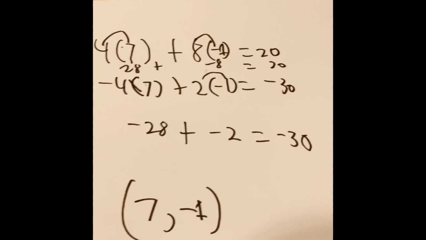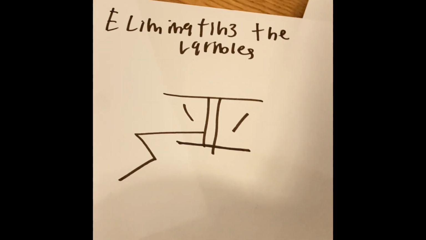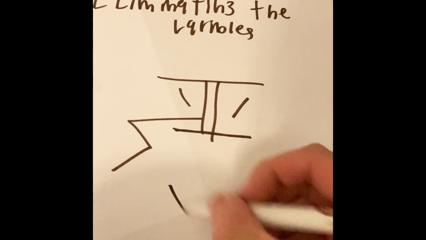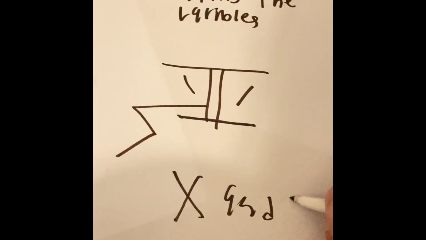So that is how you eliminate the variables. And that's another way of finding the variables for x and y.